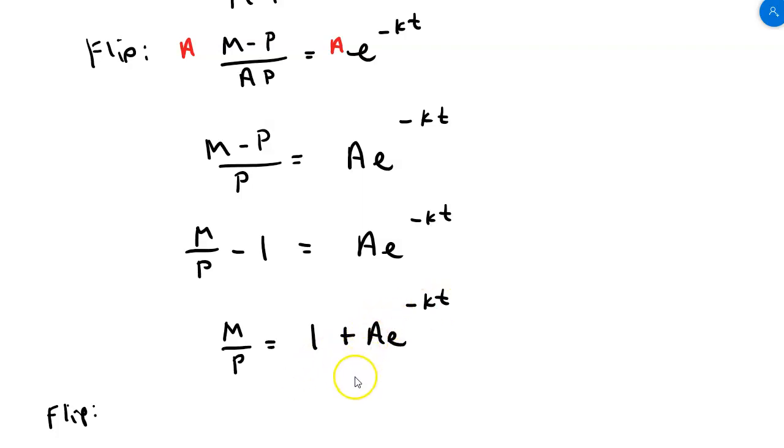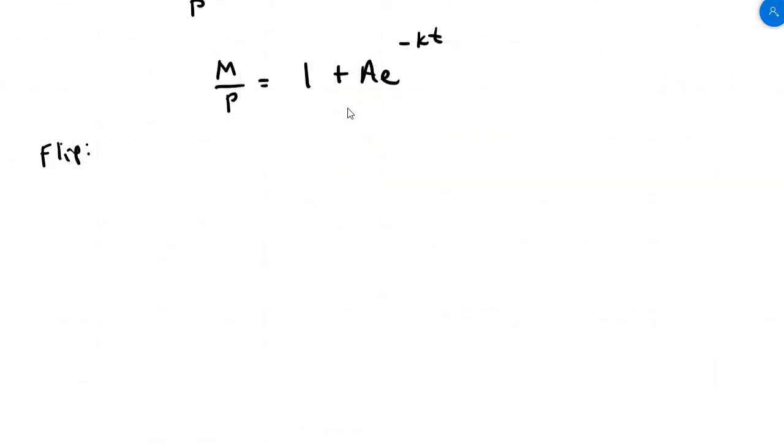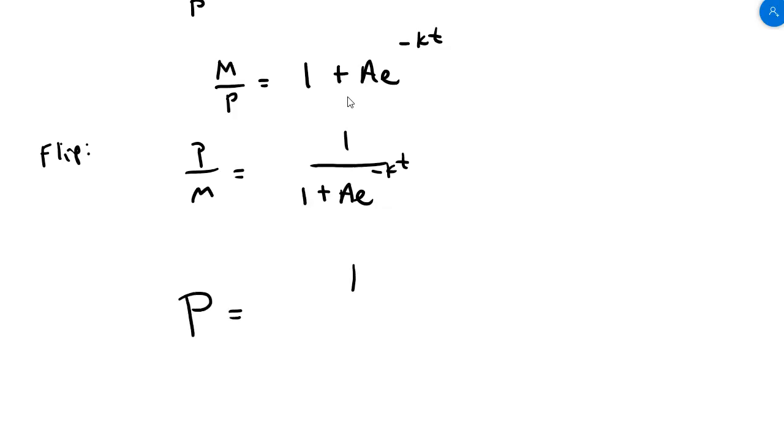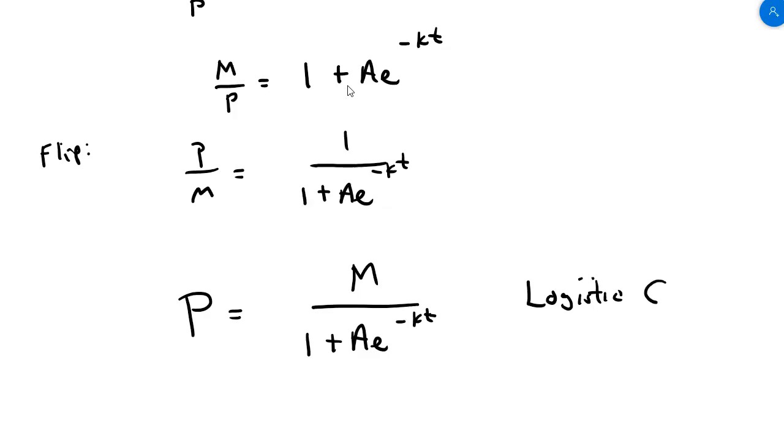So when I flip now, I end up with p over m equals, and this time I actually will put that in the bottom of a fraction, 1 plus ae to the negative kt. And the only thing I'm left to do is multiply both sides by m. So I get this formula, p equals m over 1 plus ae to the negative kt. This is a differential equation that's been solved now for a logistic growth curve. So this is a logistic growth function.